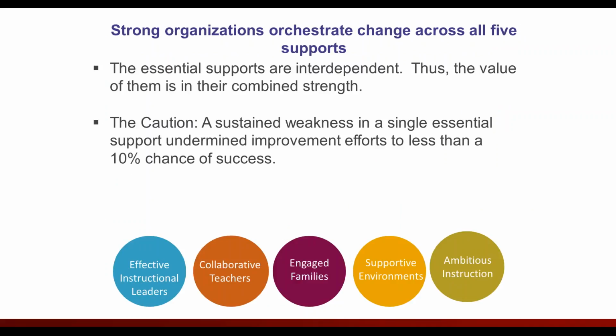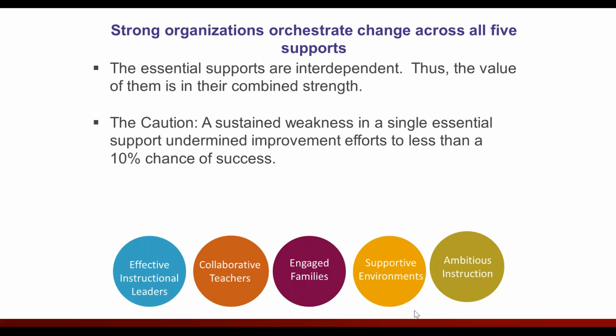So the essentials are important in different ways, and their value is their combined strength. So the researchers found that engaged families related closely to better attendance, student engagement, and behavioral regulation. And that's important because children have to be present and engaged to benefit from quality teaching. They found that effective leadership and collaborative teachers related most closely to improvements in the quality of teaching. And then ambitious instruction and child-centered supportive environments were most closely related to children's reading and math achievement.